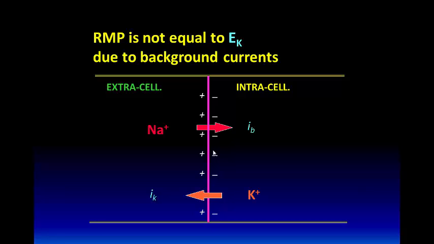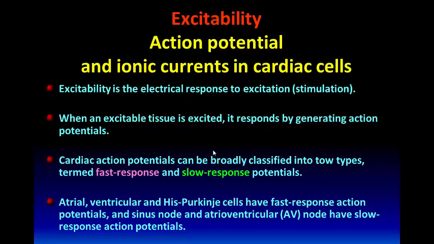So now, having finished the description of the resting membrane potential, and knowing that it is essentially due to the efflux of potassium, let's describe the electrophysiological properties of the heart in more detail. We will first describe excitability, then autorhythmicity, and in the latter part of the lecture we will describe conductivity. So let's first describe excitability.